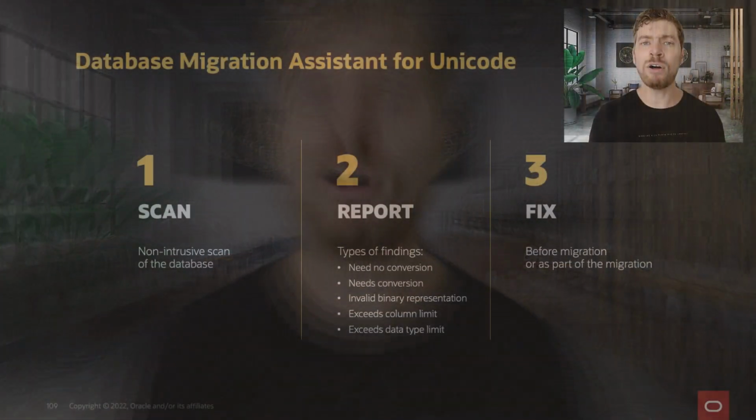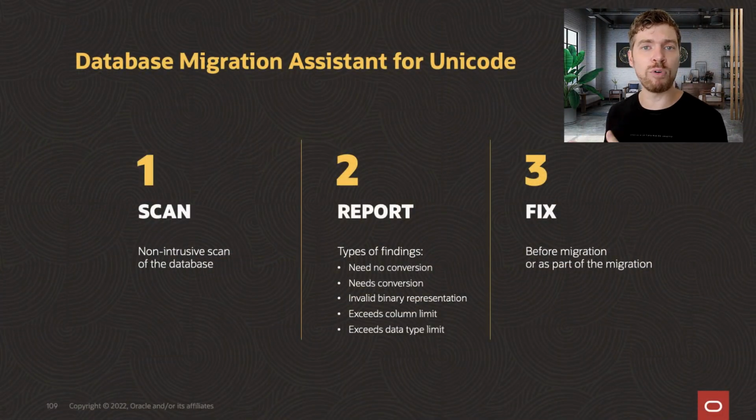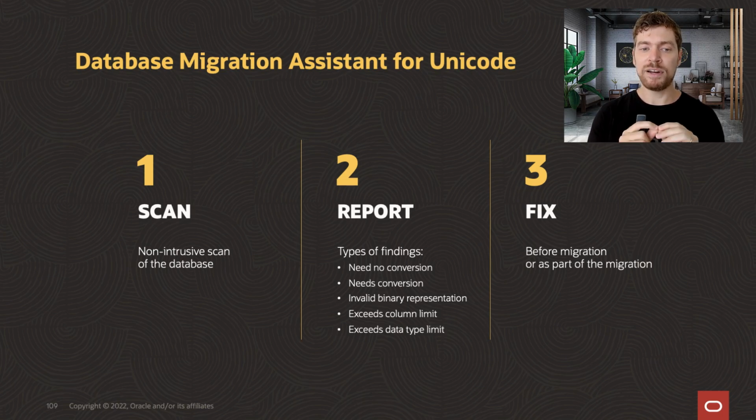Okay? So how do I predict that before I move my data? We have the Database Migration Assistant for Unicode that we call DMU. With that tool, which is available in My Oracle Support, you can scan, you can get a report, and you can fix in advance before moving your database to another target system that has a different character set. When you run this tool, there are multiple actions that this report can give. It can be needs no conversion, meaning the byte representation for that character is the same in the target character set, meaning you don't need to change it.